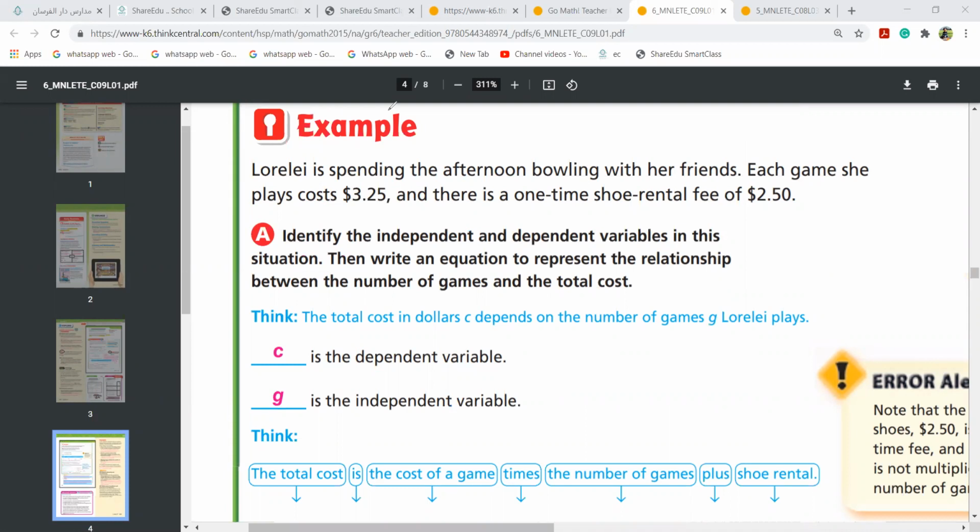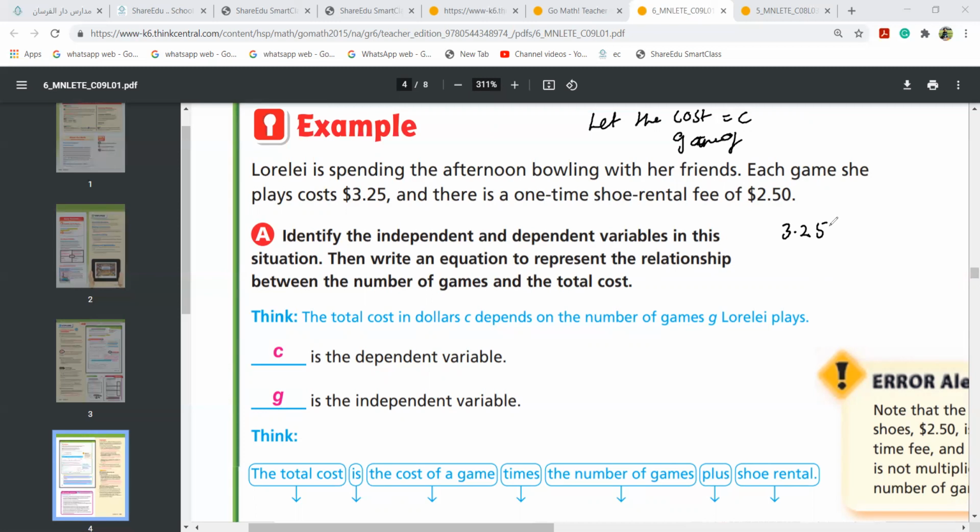Lori is spending the afternoon bowling with her friends. Each game she plays costs $3.25. Imagine you went bowling. Let the cost be C and the game be G. Now you try to play games for $3.25, but I don't know how many games you played. For one game, it is 3.25. Maybe you played 10 games or 11.